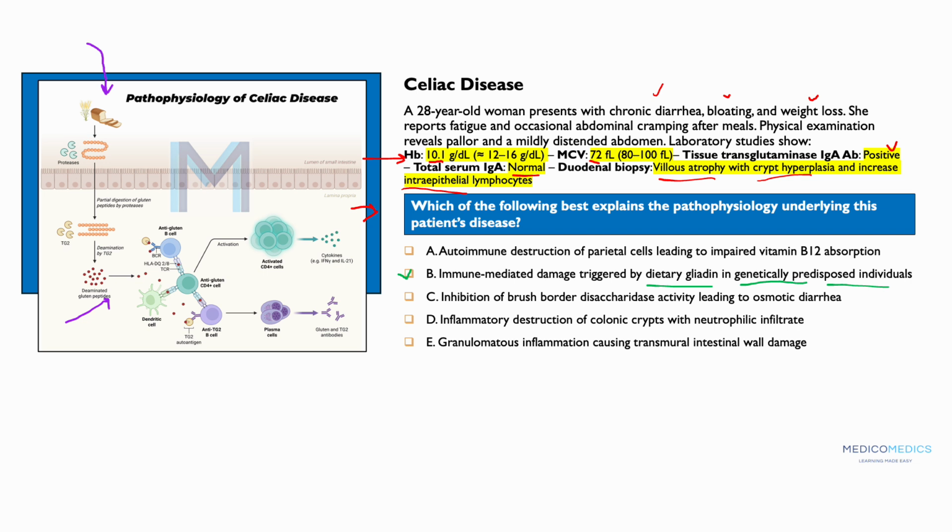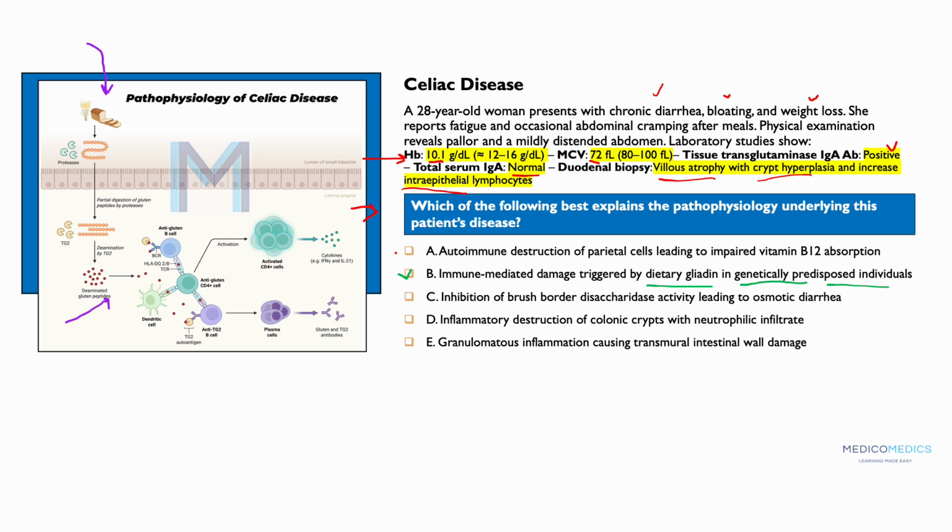So these mucosal changes impair nutrient absorption and lead to symptoms like diarrhea, weight loss, bloating, and iron deficiency anemia. And this is due to impaired iron absorption in the proximal small intestine. The duodenal biopsy findings and positive anti-tTG immunoglobulin A antibody support the diagnosis.